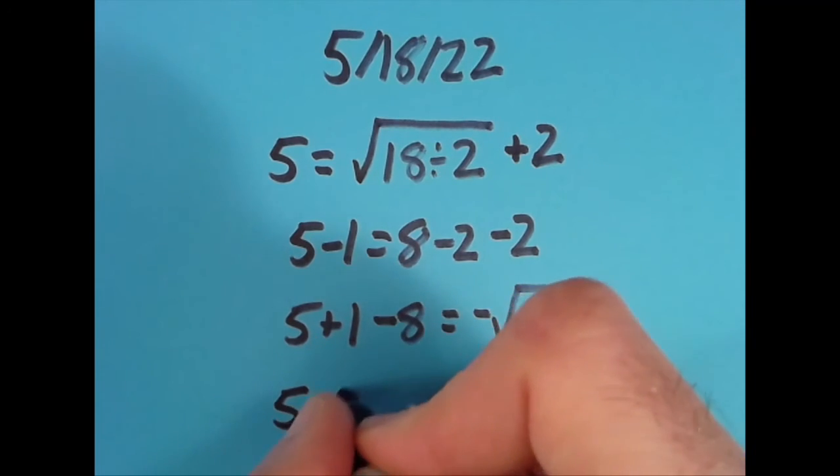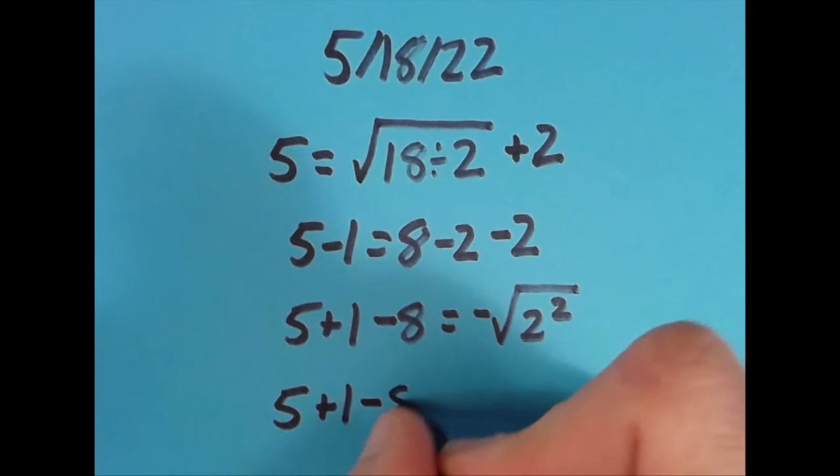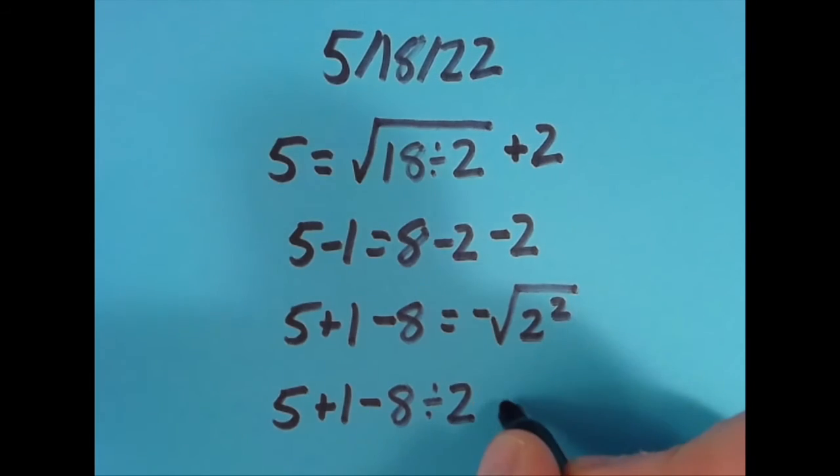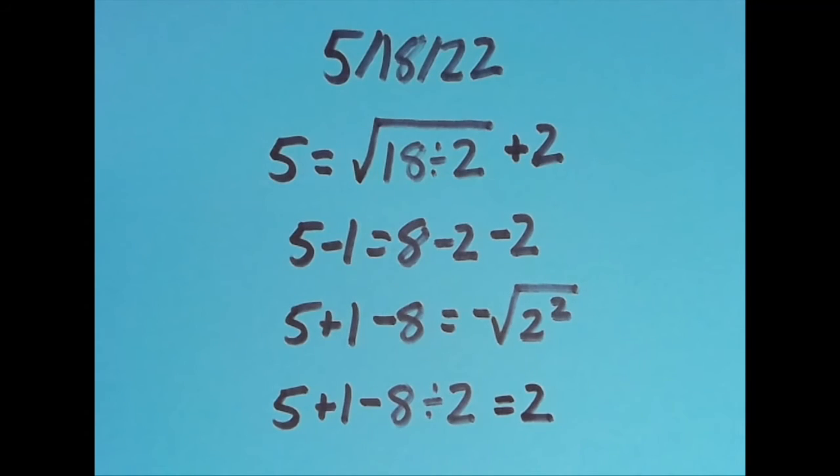I tried it one last time with the equal sign in the final position, and here I came up with that 5 plus 1, which is 6, minus 8 divided by 2. So we don't do 6 minus 8 first, we do 8 divided by 2 first because of our order of operations. So we have 6 minus 4 equals 2. So that's what I did for today's date.